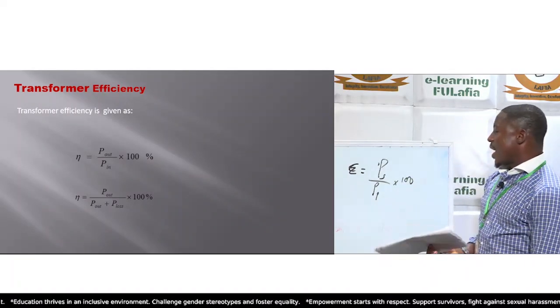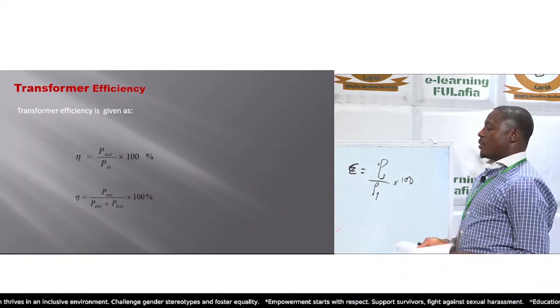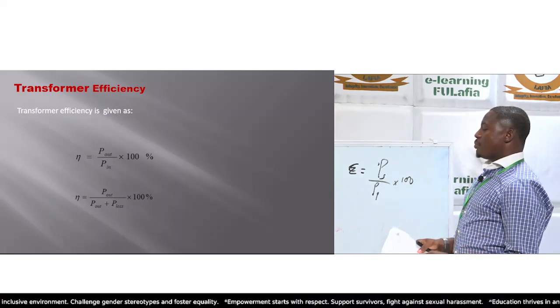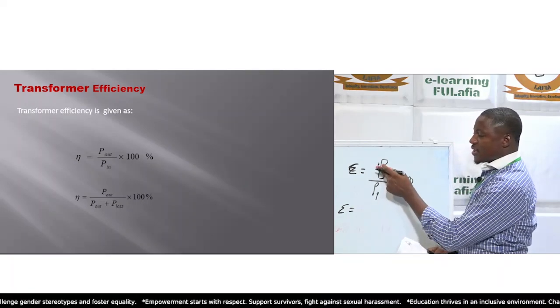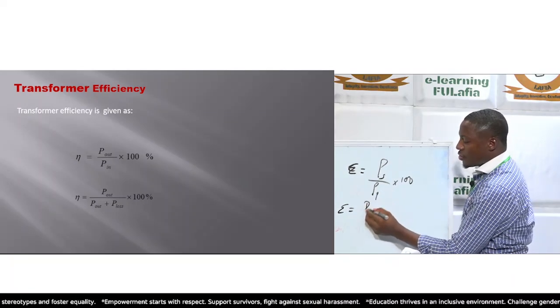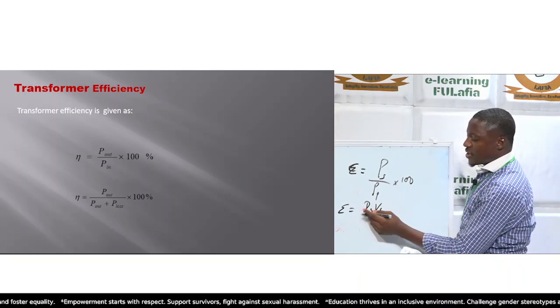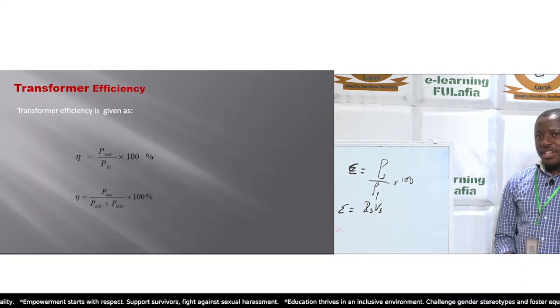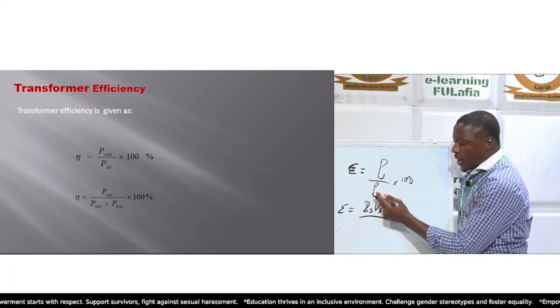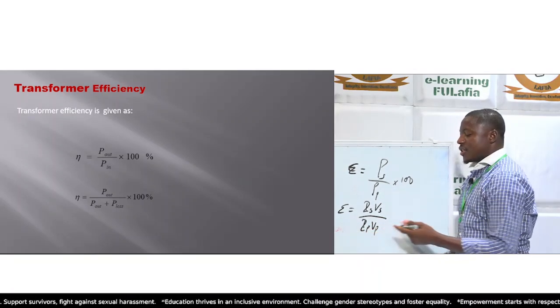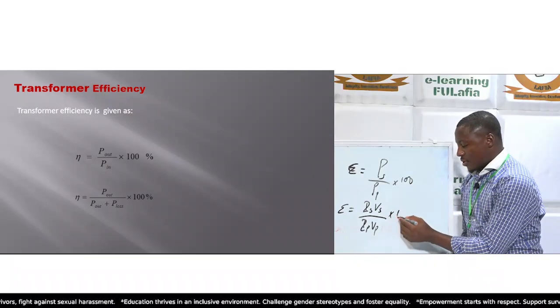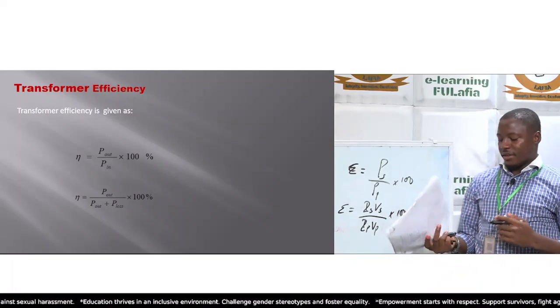And remember, what did we define power to be? Power is defined as IV. So that means you can also define your efficiency as follows. Since this is the power in secondary, it is IS VS, where I represents the current in the secondary, all over the power in primary, which is IP VP, times 100. Basically, this is the efficiency of a transformer.